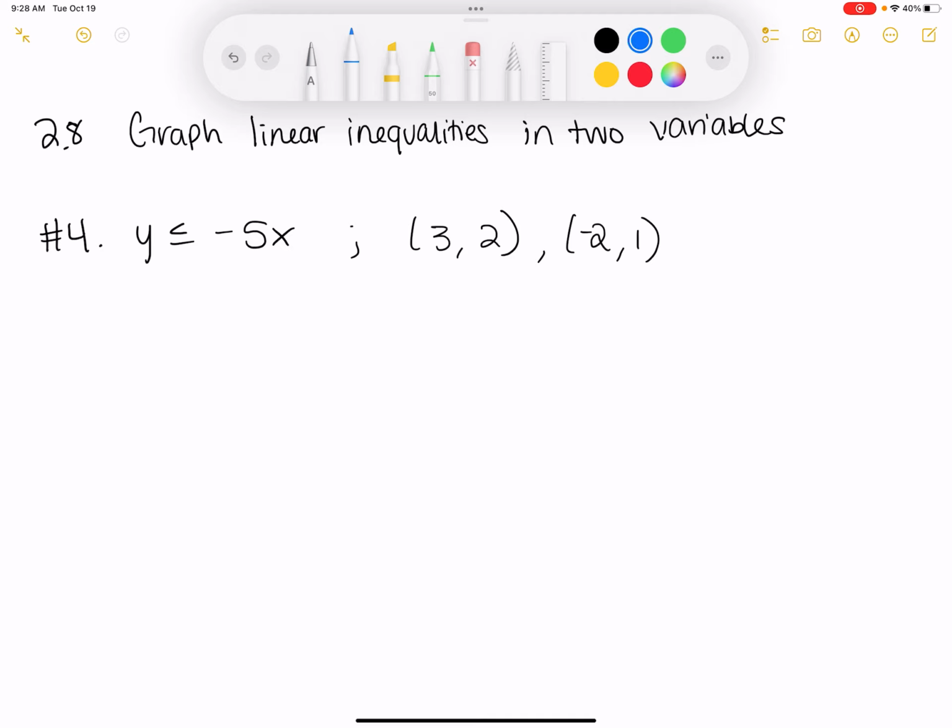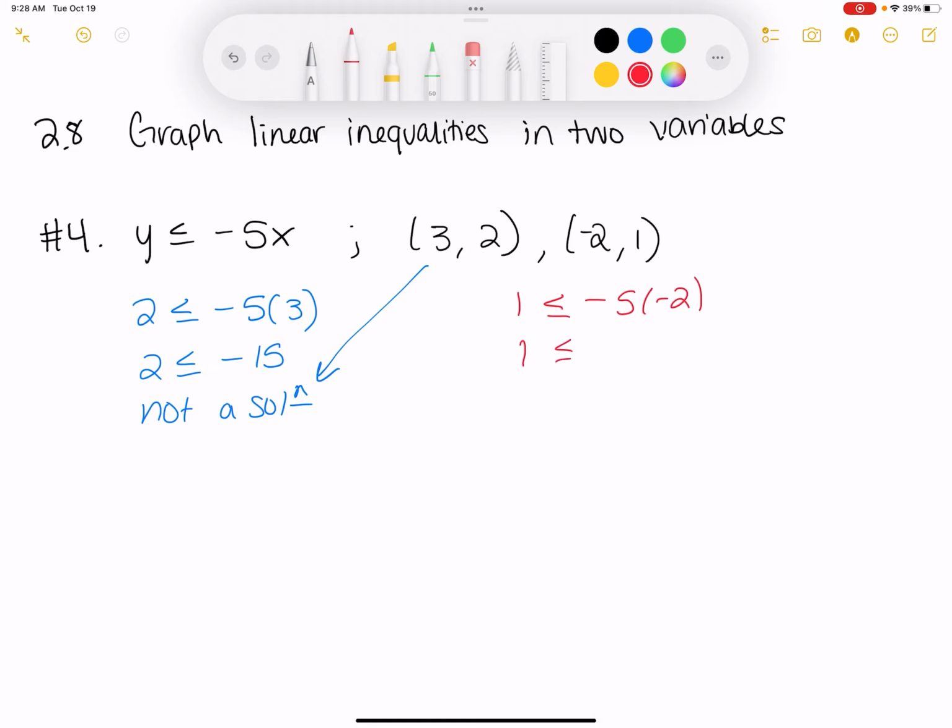So, starting with (3, 2). 2 is less than or equal to negative 5 times 3. Well, 2 is less than or equal to negative 15. That's not true, so not a solution. Negative 2, 1. 1 is less than or equal to negative 5 times negative 2. 1 is less than or equal to 10. Is that true? Yeah. Okay, so that's a solution.